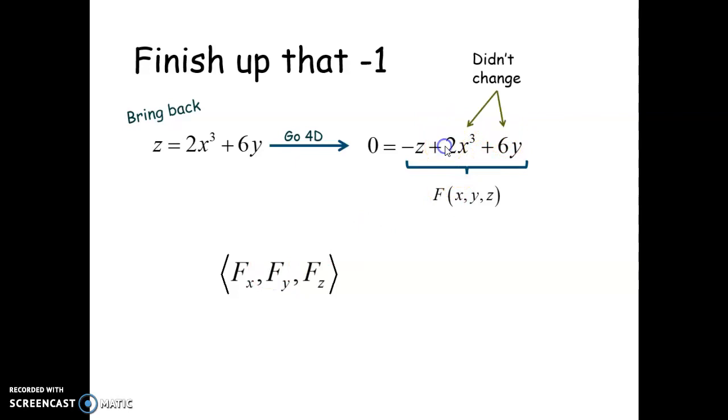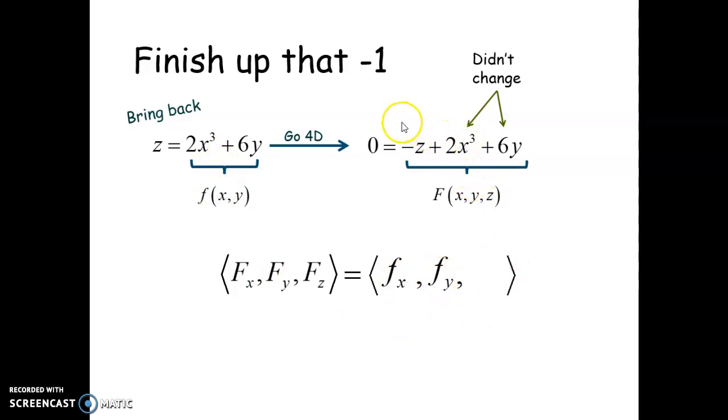When I'm doing this, these two parts did not change. Please notice that we started with the 2x to the third plus 6y, and that's usually called the small f. That did not change when we brought the z over. So when we're doing the gradient of capital F, those first two components are exactly the same as what we originally had with the small f. So that's going to be working fine there as well.